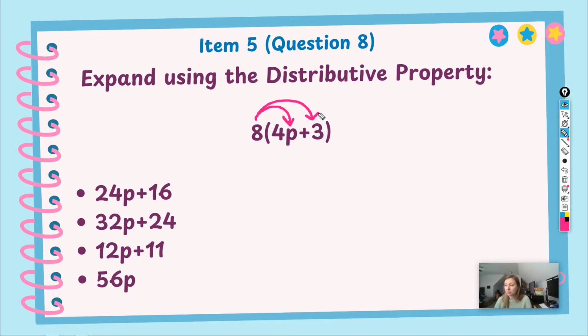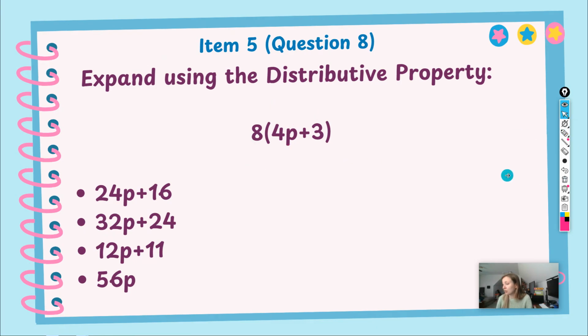So 8 times 4p and 8 times 3. And then we'll still leave them separate. We can't combine them because they are not like terms. So 8 times 4p, 8 times 4 is 32. So we would write 32p, we still leave that variable there. And then plus 8 times 3 is 24.